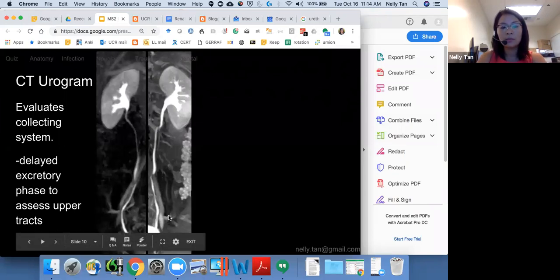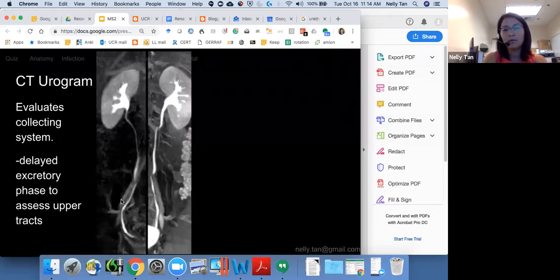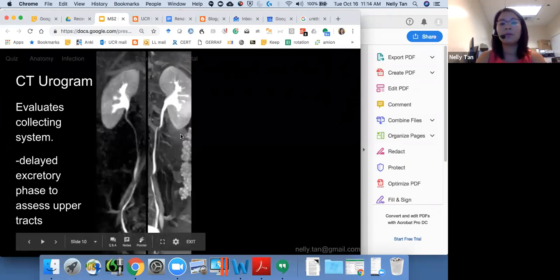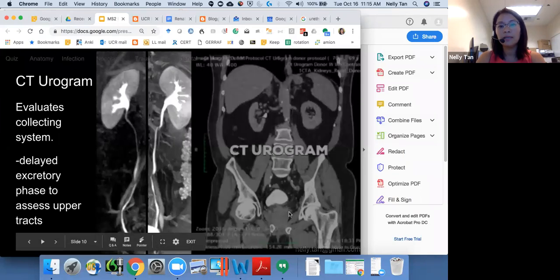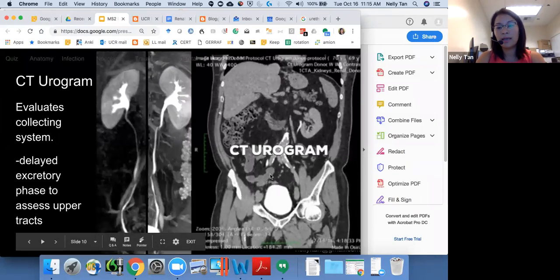So this is useful because we can now see the collecting system light up. So the way we acquire it is we give the IV contrast and then wait about 10 minutes because that's how long it takes for it to be processed by the kidneys and then eventually excreted. And then we acquire the images. So this is a CT urogram.